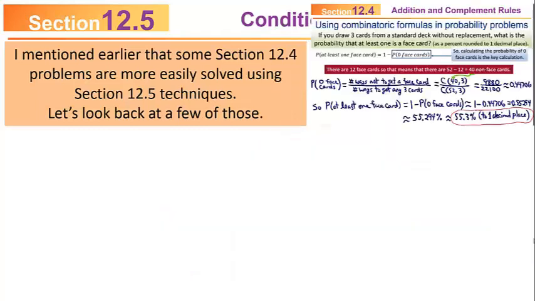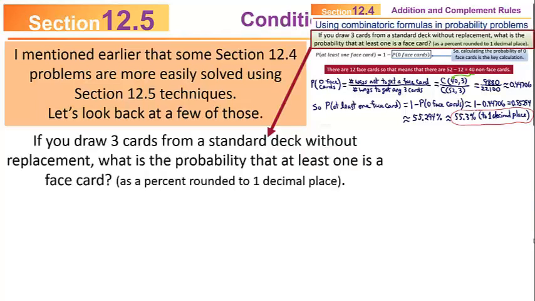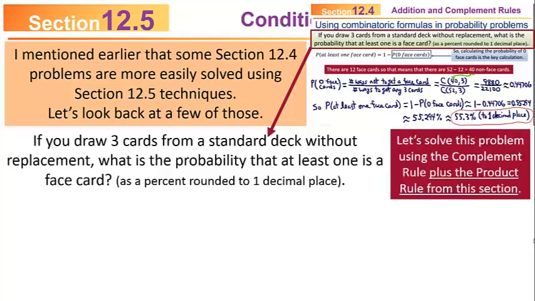Let's do another one. Up in the upper right-hand corner, I put up the solution that we used to solve this problem in 12.4, and you can see the answer in the solution technique. I'm going to do the same thing with this problem. This time we're drawing cards. We're drawing 3 cards from a standard deck without replacement, and we want to know the probability of getting at least one that's a face card. We'll start off just as before using the complement rule, but I want to do the rest of the problem using the product rule for probability that we learned in this section.